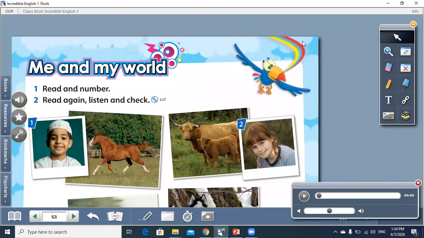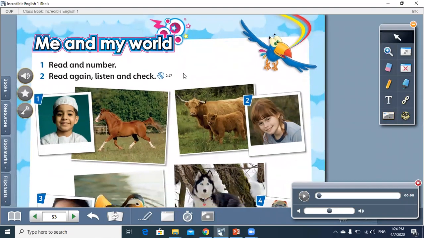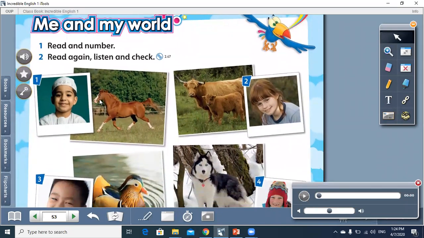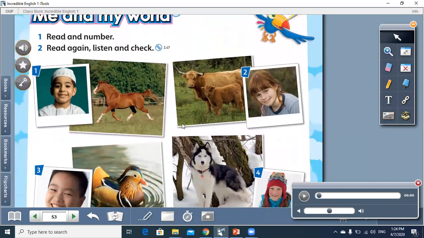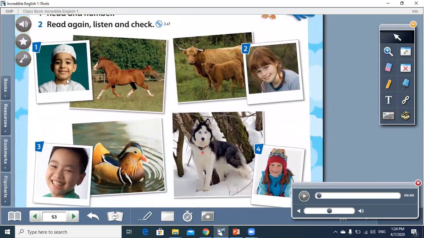Now move with me to the next page, page 53 in the class book. We are going to find out what is going on in these images. How many images have we got here? We have got four. We have got two boys and two girls, and we have other four images of animals.